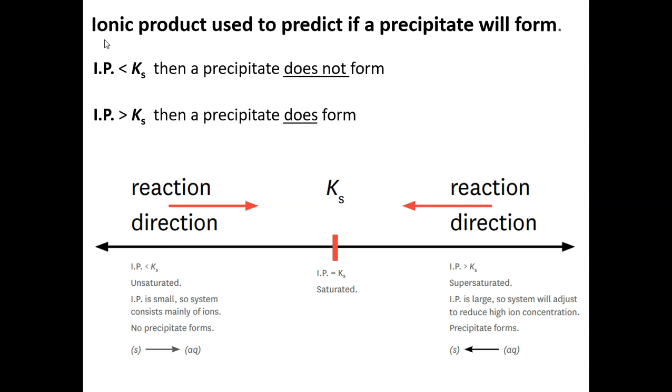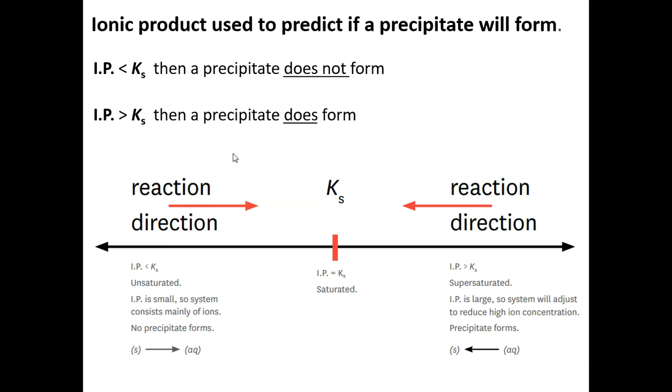Another type of calculation is to work out whether a precipitate will form when you mix solutions together. So we use this by calculating the ionic product, which is exactly the same as the solubility product. The only difference is the solubility product applies to an equilibrium system, whereas an ionic product has the same equation, but it is not yet at equilibrium.